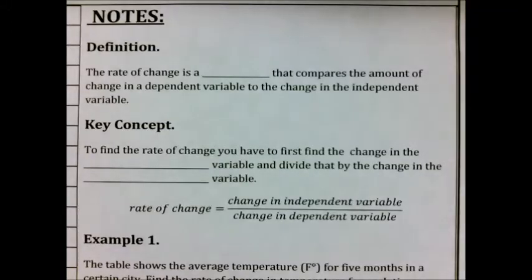Alright, and this key concept will make a little more sense of that. In order to find the rate of change, you first have to find the change in the independent variable and divide that by the change in the dependent variable. So we have this equation, essentially: the rate of change is equal to the change in the independent variable divided by the change in the dependent variable. Okay, let's do an example.